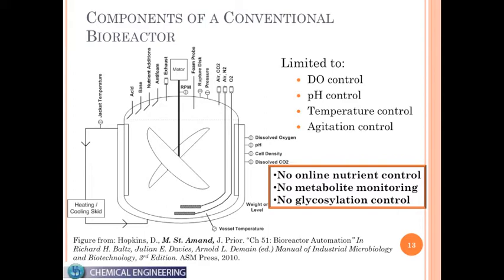Yes? What exactly do you mean by an online nutrient control? So what that means is that we want our glucose concentration to be at 5 grams per liter in our bioreactor. And we want it to maintain at 5 grams per liter throughout the whole bioreactor run. Since we don't have online nutrient control, we can't actually precisely maintain what that concentration is.